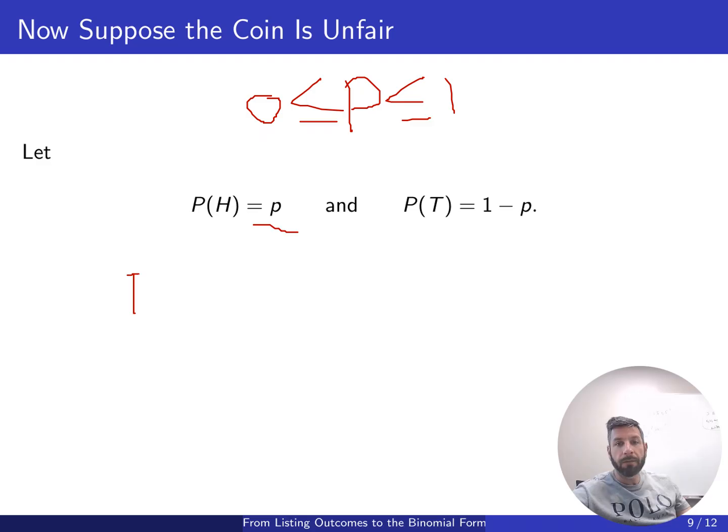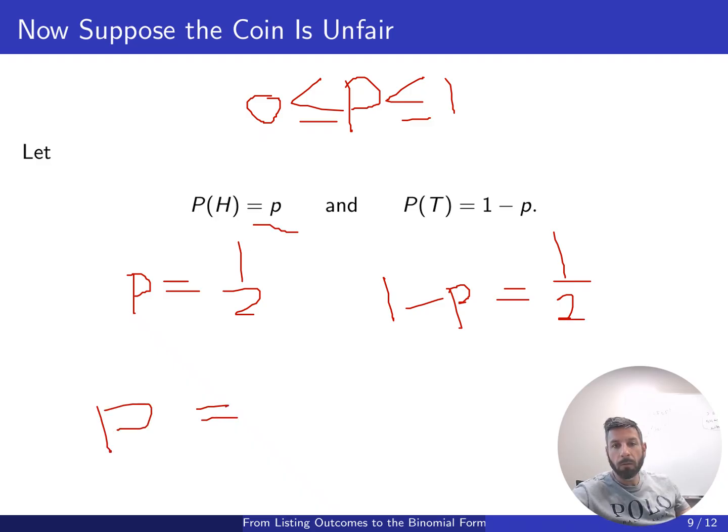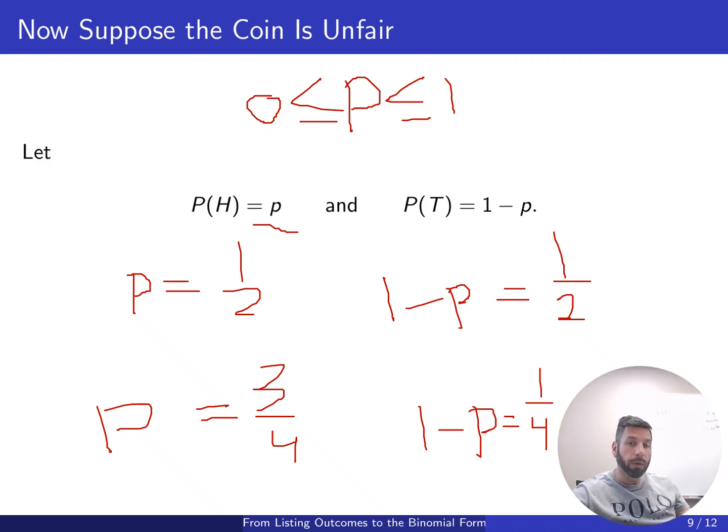So if p is 1/2, then 1 minus p equals 1/2. And so that's a fair coin. But if p were equal to, say, 3/4, then 1 minus p would not be 3/4, but it would be 1/4. So if heads is 1/2, tails is 1/2. If heads is 3/4, then tails must be 1/4. If heads were 90%, then tails would be 10%.